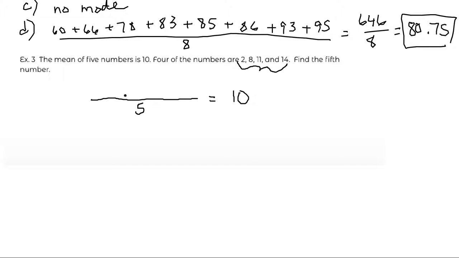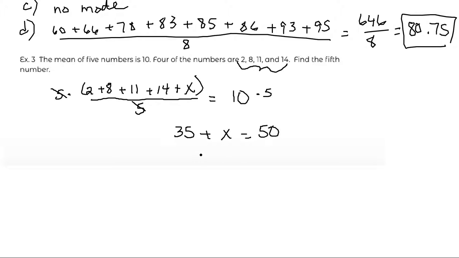So we're just going to set it up like an algebraic equation. We have the 2 plus the 8 plus the 11 plus the 14, and we don't know the 5th number, so we're going to put x. And we're going to solve this for x. So I'm going to multiply both sides by 5. So if I multiply this side by 5 and multiply this side by 5, we're going to lose our fraction, or you could cross multiply. So if we add up our numbers, we're going to get 35 plus x equals 50. And we're going to subtract 35 from both sides, and we get x equals 15.